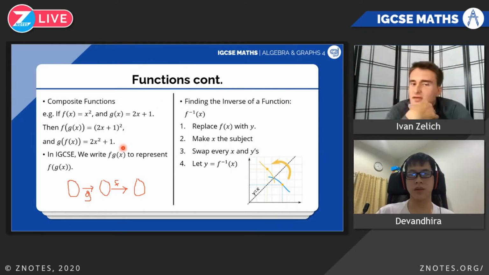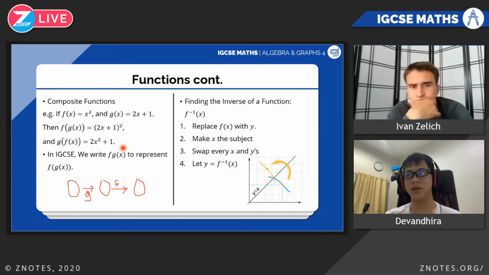Anything else I should add there, Devan, or just wait till... Yeah, that's it. Okay. Now, there's also this idea of inverse function.